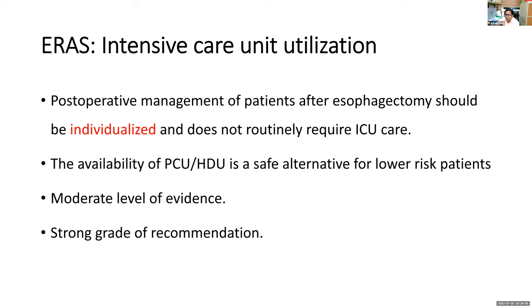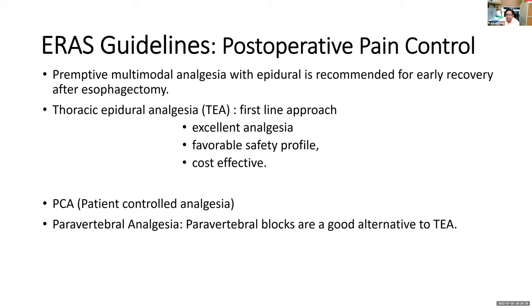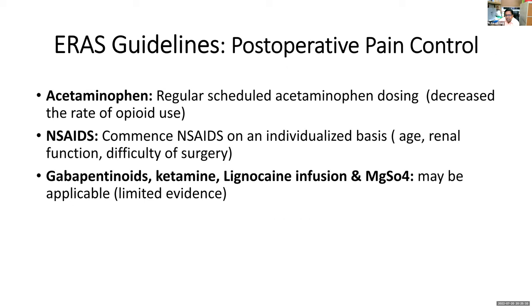These patients may require ICU care, especially on the background of systemic pathology. Otherwise, in a clear-cut case without unoptimized comorbidities, they can be easily managed in the post-operative recovery area itself. Early ambulation, chest physiotherapy, removal of all pipes and drains as early as possible, and multimodal analgesic management are again important aspects of the ERAS protocol in post-operative care. A good amount of post-operative pain control needs to be given to these patients. We have already discussed them. Multimodal strategy is one of the important aspects.